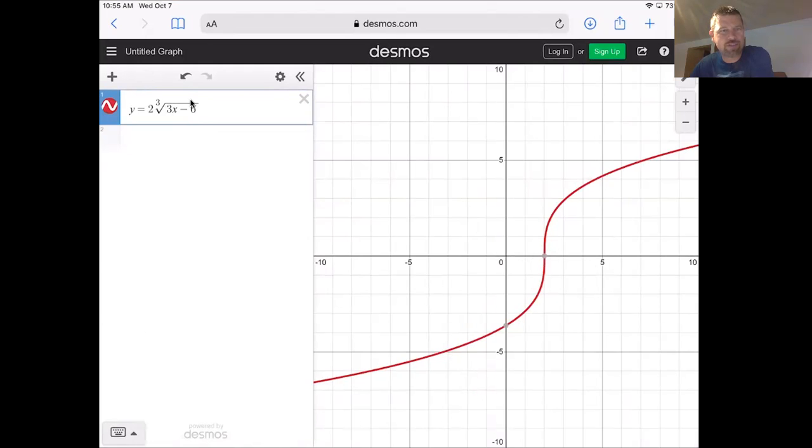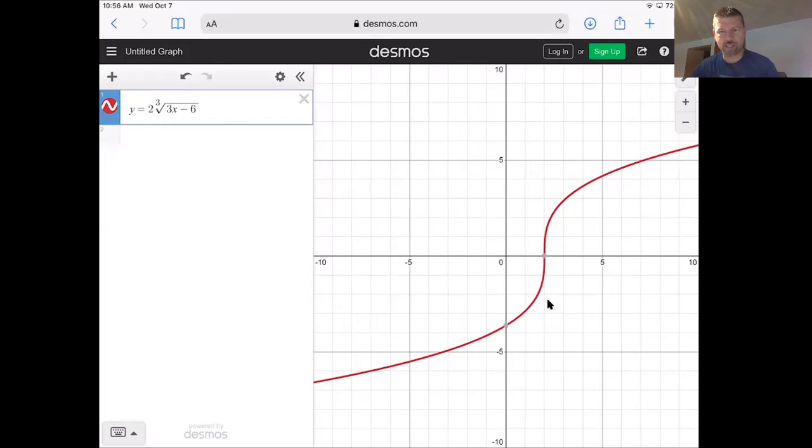I could have probably figured that out by looking at this, because if I put a 2 in there, 3 times 2 is 6. 6 minus 6 is 0. That's going to give me the cube root of 0, which exists. But I could have probably intuited that that might be where the problem lay. But yeah, clearly I've got a problem at 2.